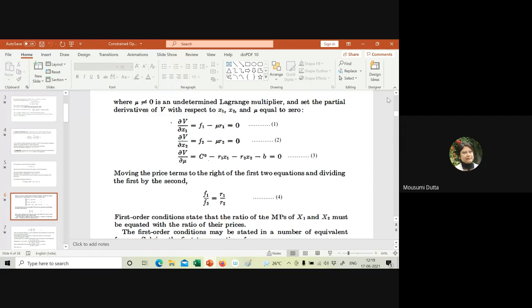Very good. So please add, this is the equation to the expansion path. Equation 4 is the equation to the expansion path. Now solving equation 4 with equation 3, we get the optimum values of x1 and x2.